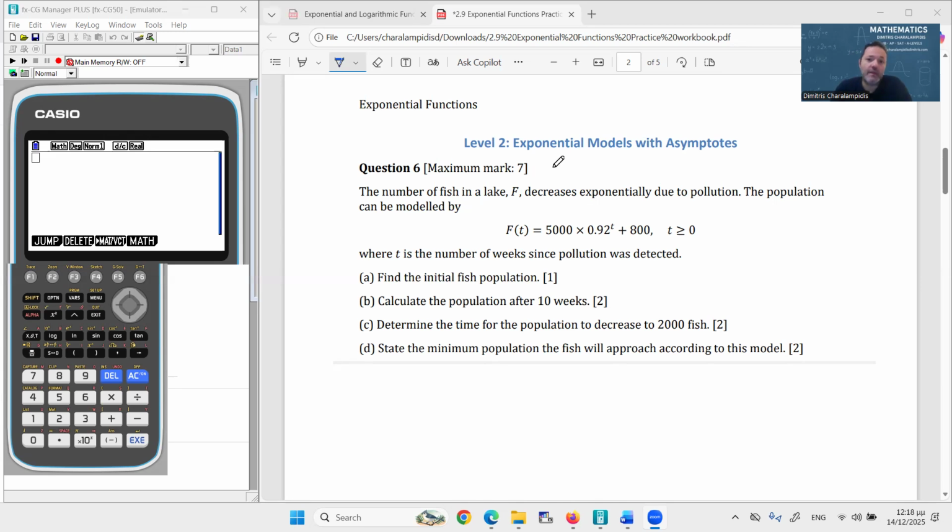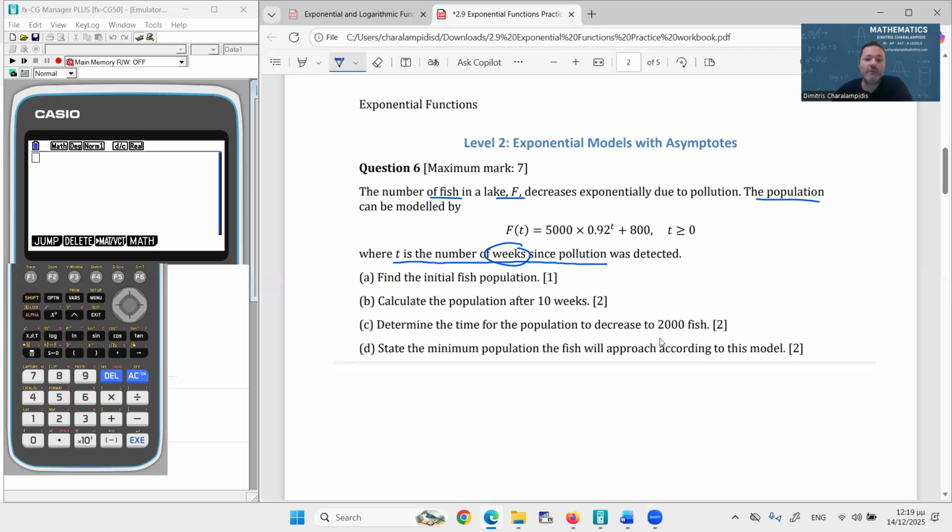Here we go. The number of fish in a lake, denoted by F, decreases exponentially due to pollution. The population can be modeled by F equals 5,000 multiplied by 0.92 to the power of t plus 800, where t is the number of weeks since pollution was detected. This is important because one of my variables would be time, measured in weeks. And the second one would be F, which is the population of fish.